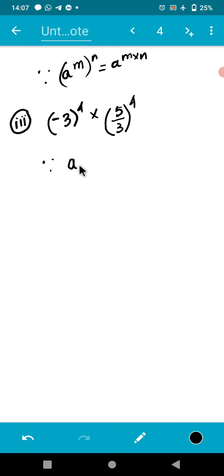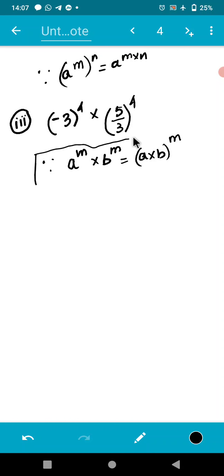So we have studied one law, that is a to the power m into b to the power m. You see, in both the cases the bases are different. We have a multiplication sign in between these two terms. So what we do? We will take the base inside the bracket and we'll write the power in this form. That is, we are taking the power as common. So this is the law we'll use to solve this sum.